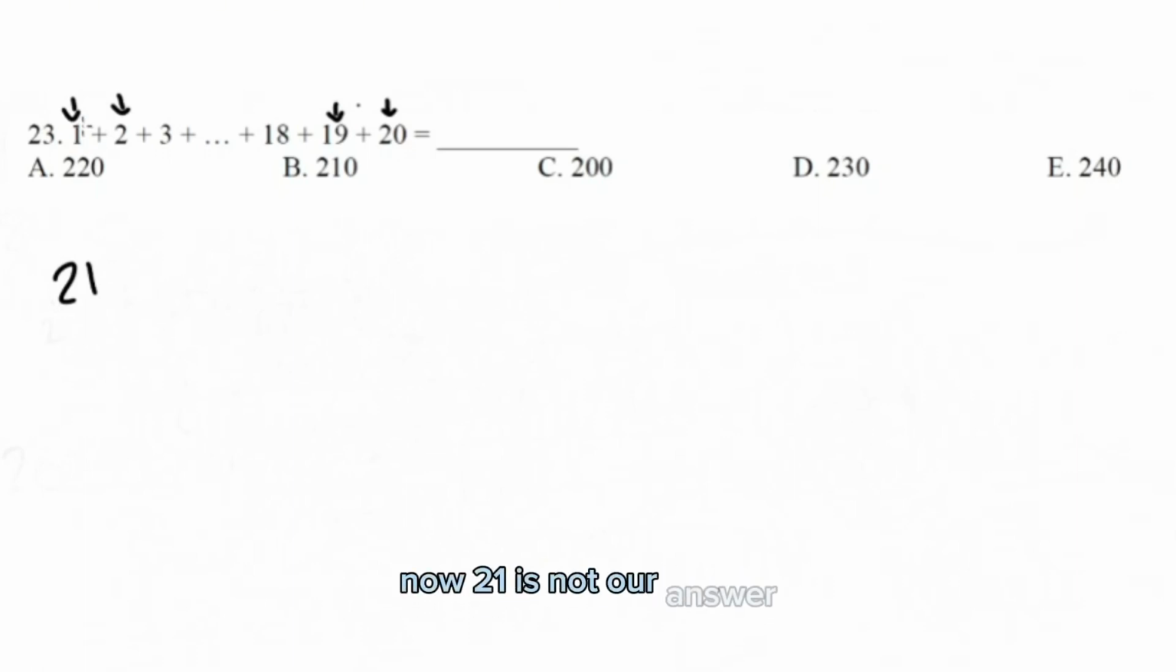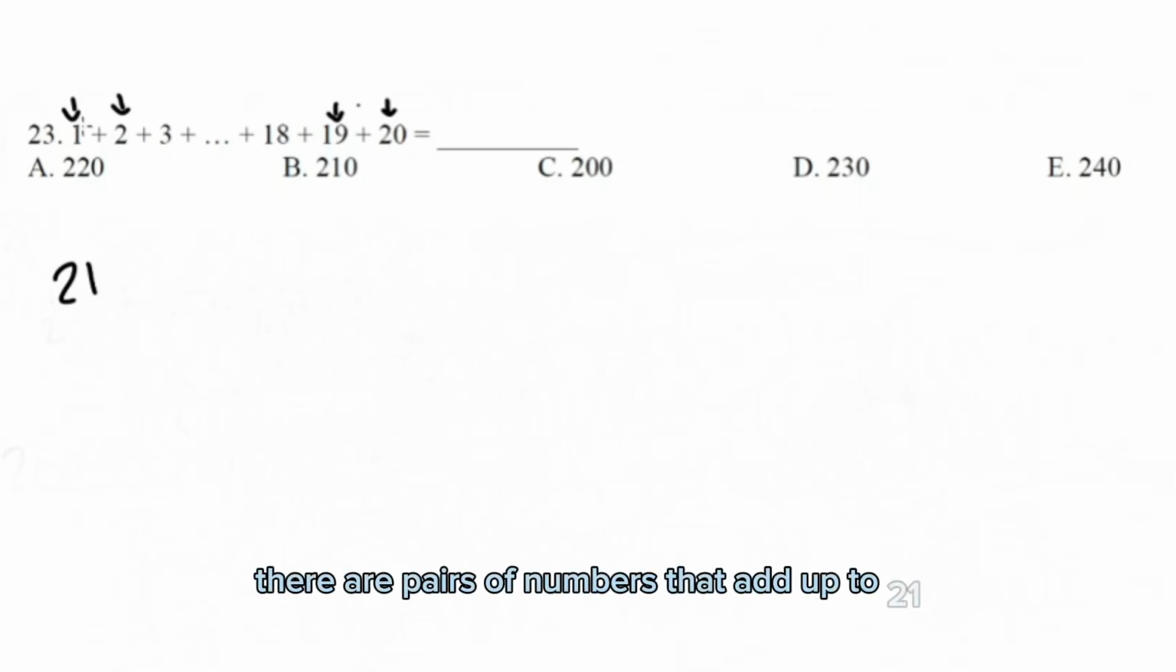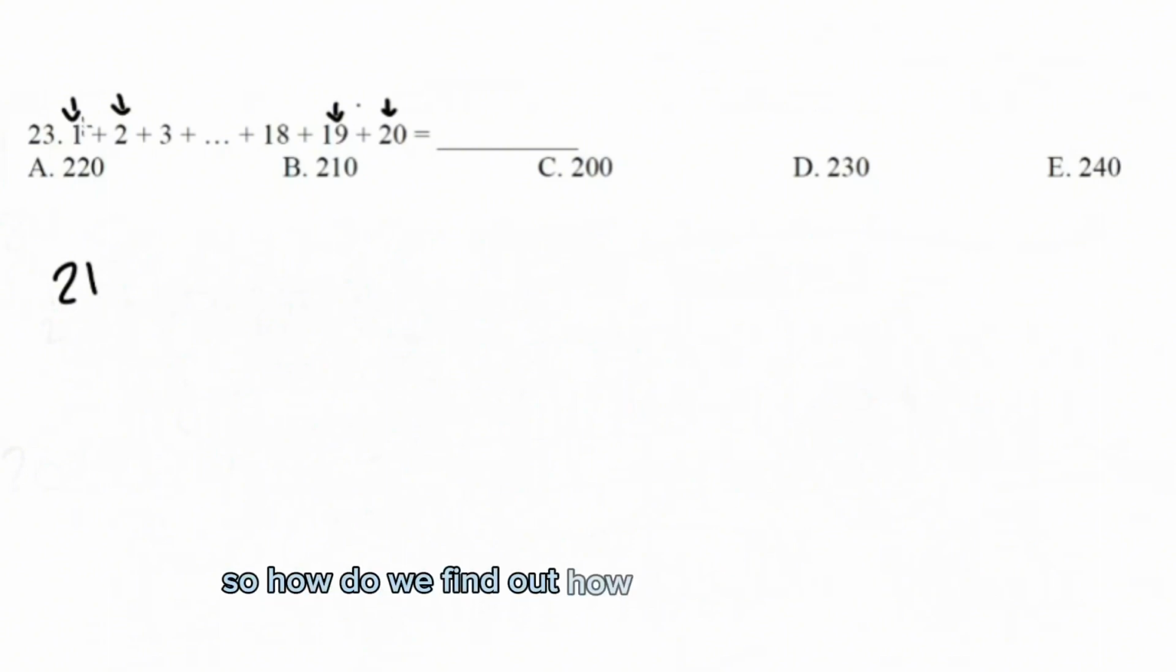Now, 21 is not our answer because we still have more to do. There are pairs of numbers that add up to 21. So how do we find out how many pairs there are? Because that's how many copies of 21 there're going to be.